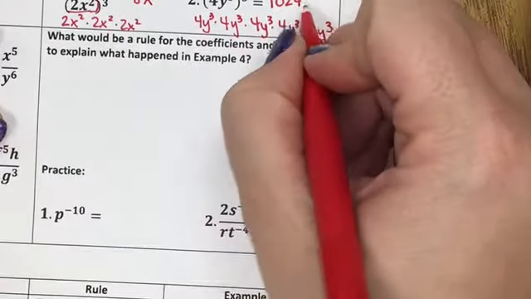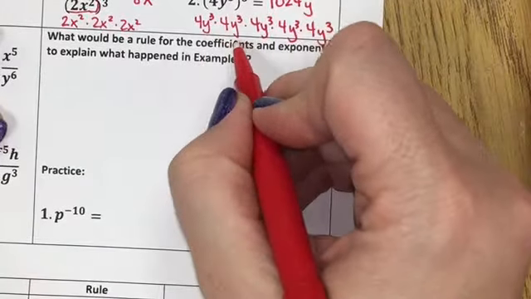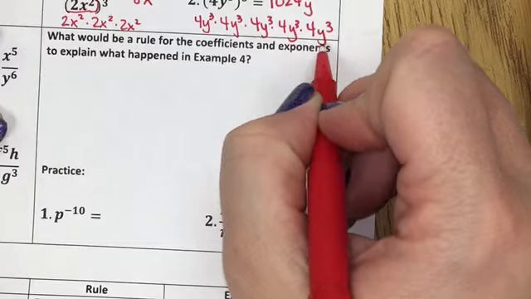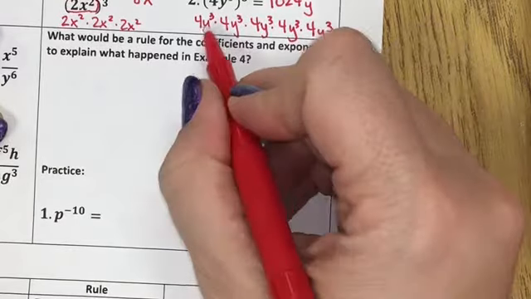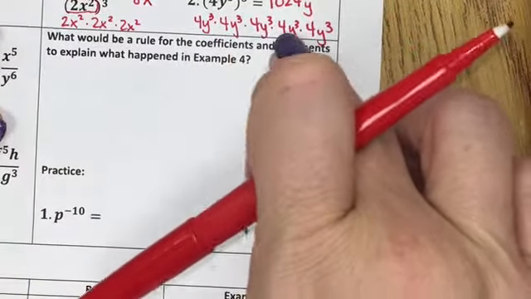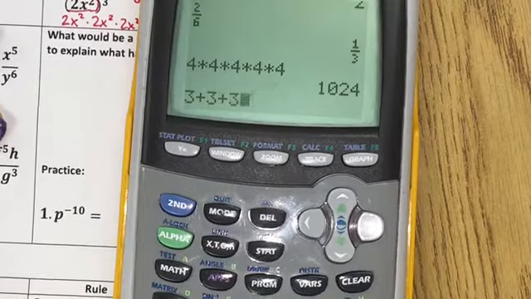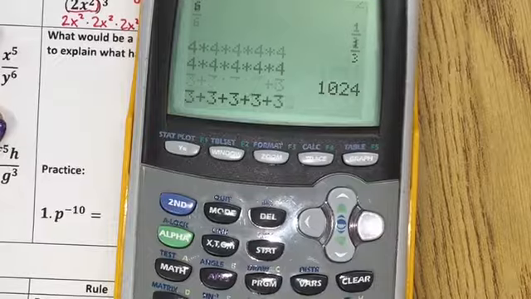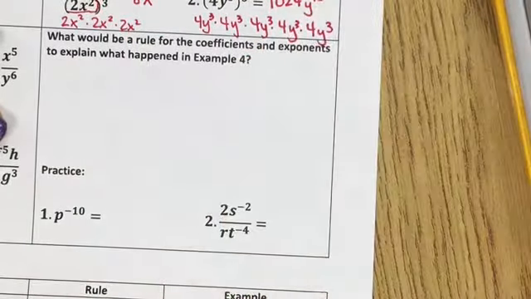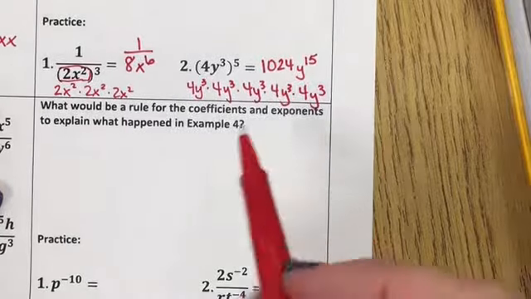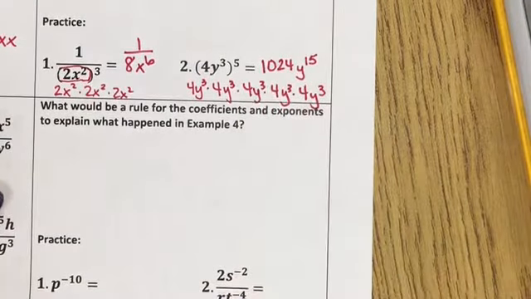And then we've got to figure out how many y's we have. We've got 3, 3, 3, 3, 3. So what's 3 plus 3 plus 3 plus 3 plus 3? So calculator. 1, 2, 3, 4, 5 sets of 3. So it'll be a total of 15. So it'll be y to the 15th. Okay, so this will be your answer on that one. Hopefully you got that right.